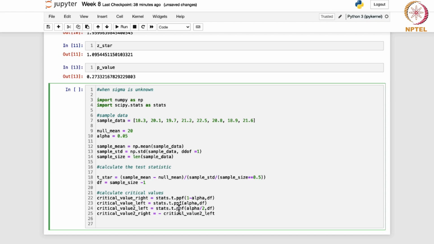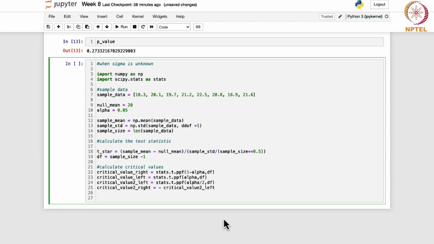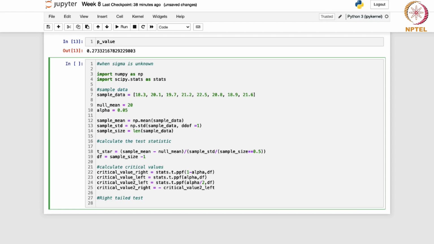Fine. So here you will get some negative value and then it would be positive to this side. So we have calculated the critical values for the three different tests. This is for right tail, left tail, and this is for the two tail test. Now if you have to do your right tail test, so right tail test, then what you will do?